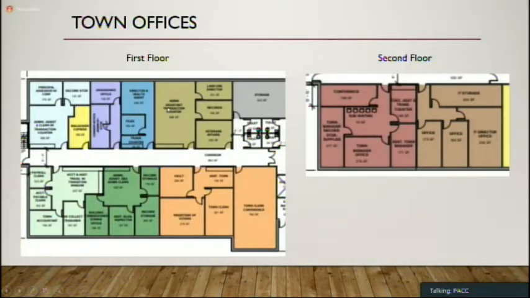But on the first floor, again, we have town offices, planning, conservation commission, board of health. I'm going to miss somebody. Treasurer, accounting, and the like. The town clerk's office is shown here in the tan. And on the second floor, we have the town manager's office and IT department sort of on the front portion of the building.